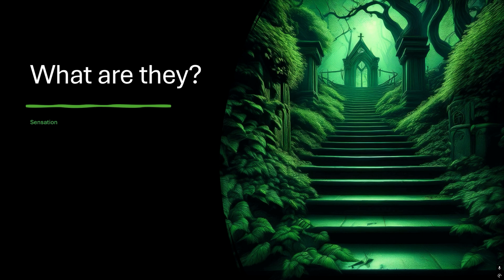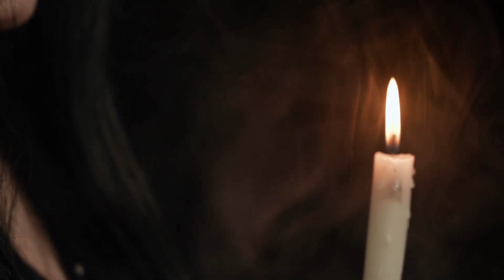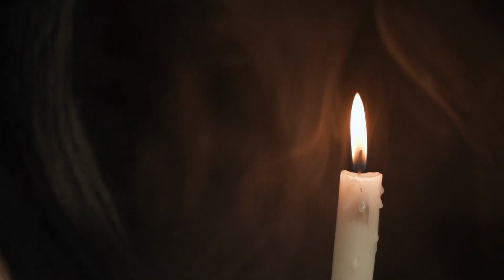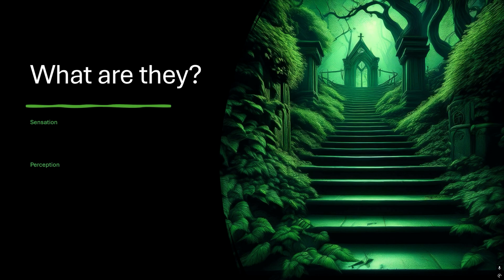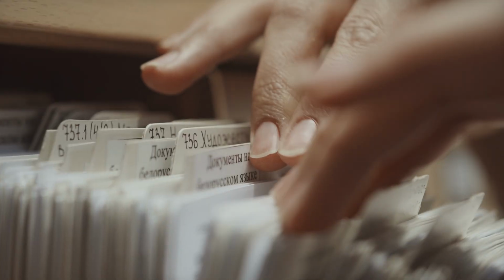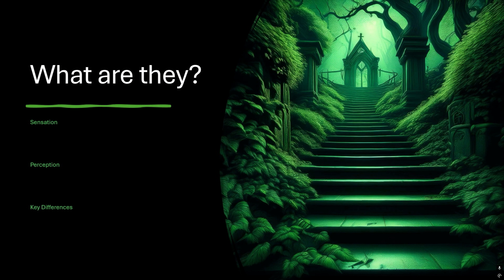Sensation refers to the process of receiving raw sensory data via our sensory organs, things like light waves and sound waves through our eyes, ears, nose. These are sensations. Perception is the process of interpreting and organizing this sensory information to make sense of the environment that we're in. The key difference between the two is that sensation is more about detecting stimuli, whereas perception is about understanding what the stimuli mean.